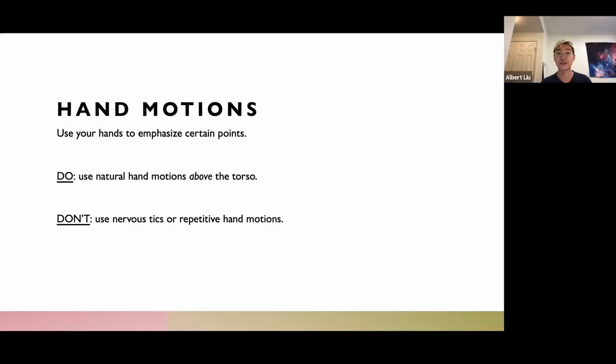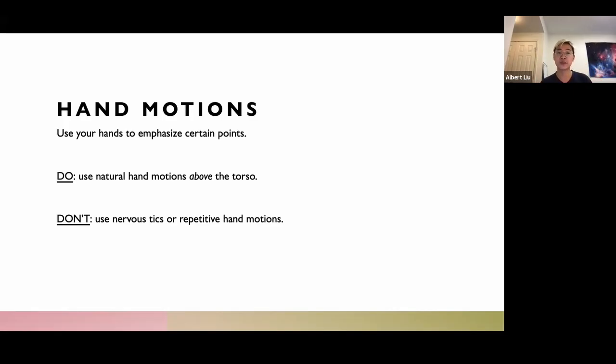The second thing you can use are hand motions, and you can be using your hands to emphasize certain points. Something that I have to do online is use hand motions above my torso. That's the only way that you can see them. If they're under my torso, I am likely drawing attention away from me and away from my speech and towards the ground. And that's not something that we want to do.